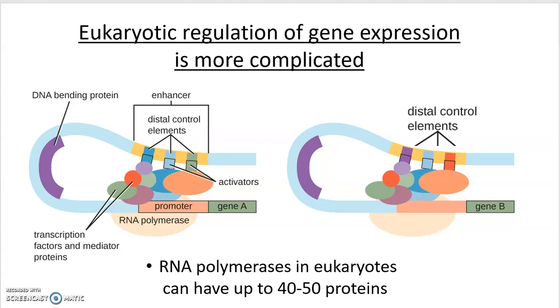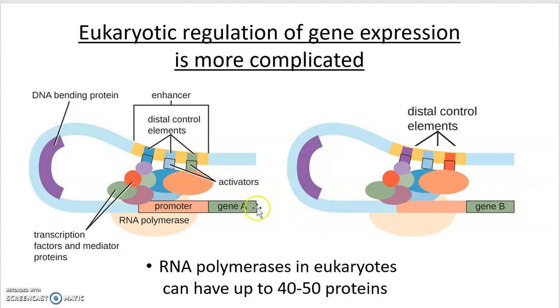When we look at regulation of gene expression in eukaryotic cells, the RNA polymerase is actually made up of 40 to 50 different proteins. So we're not talking about your core polymerase with a sigma factor. Now we're talking about potentially 20 or 30 different kinds of sigma factors that are all globbing onto this thing to change how it works.